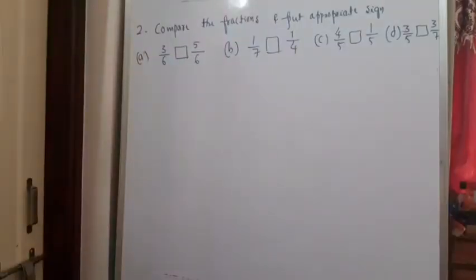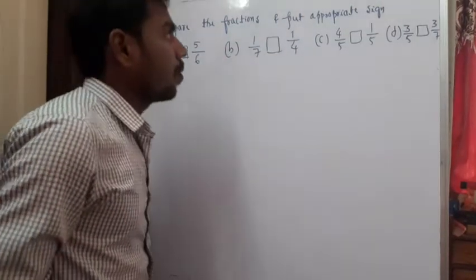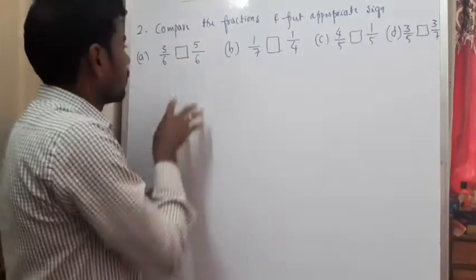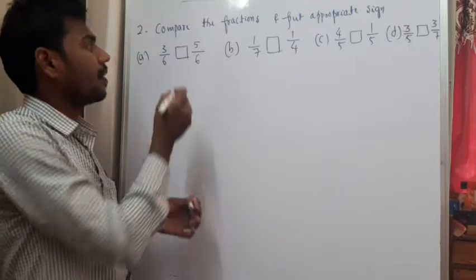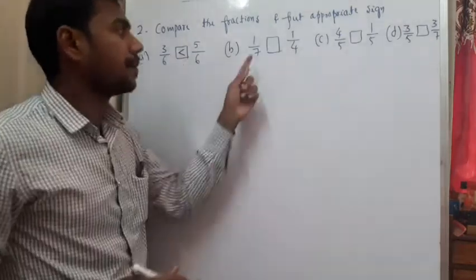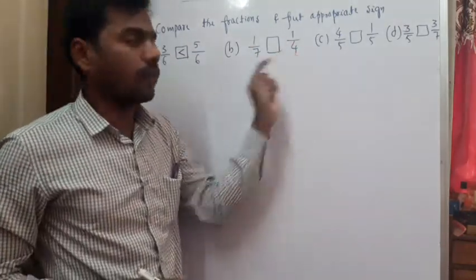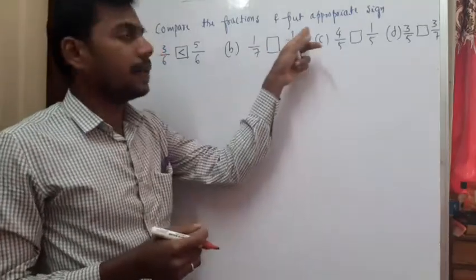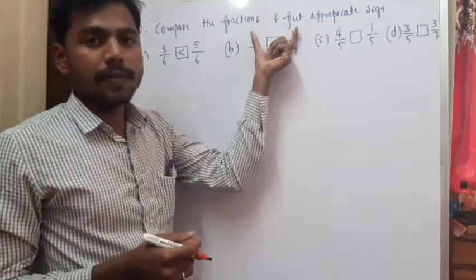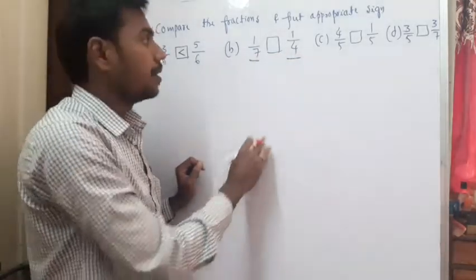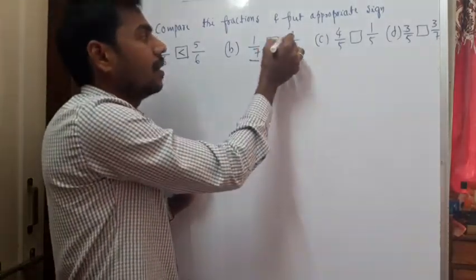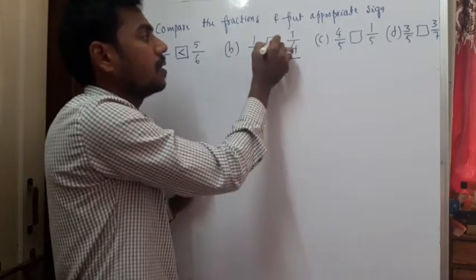So second main, compare the fractions and put the appropriate sign. So denominator is same. 3 by 6 is less than 5 by 6. Here 1 by 7, 1 by 4. So numerator is 1. So numerator is same. So denominator with less number will be the greater. So 1 by 4 is greater than 1 by 7. Therefore 1 by 7 is less than 1 by 4.